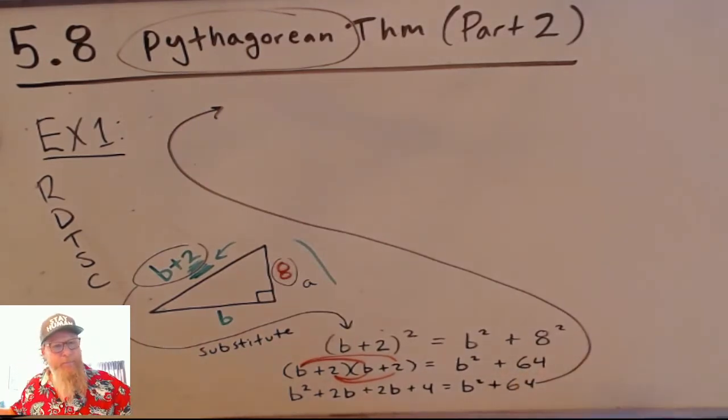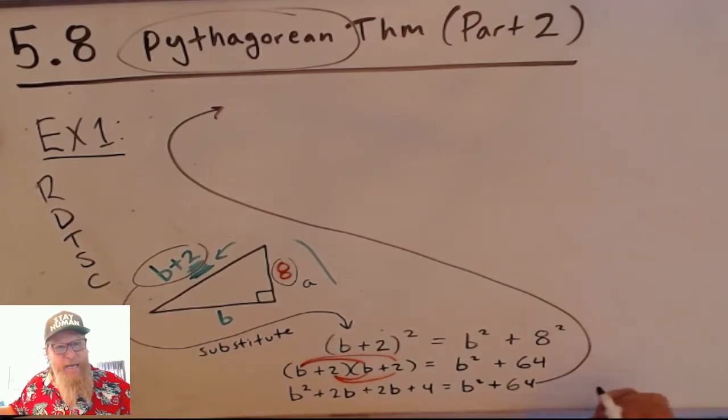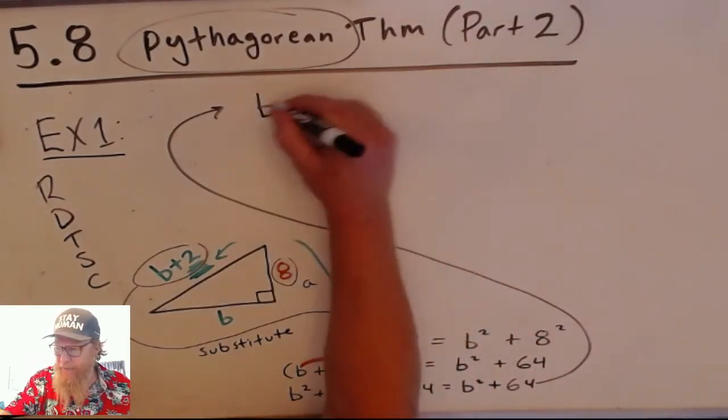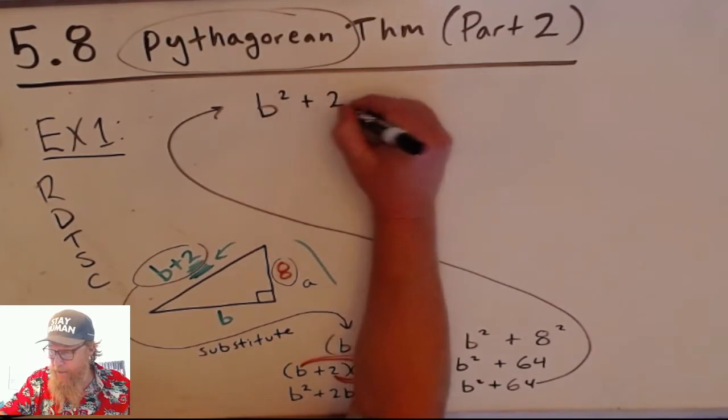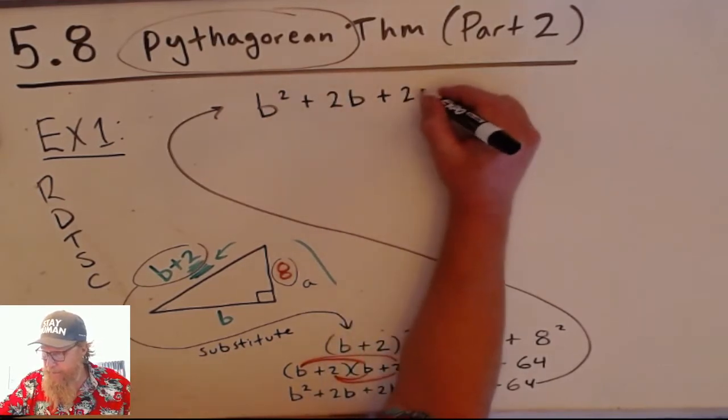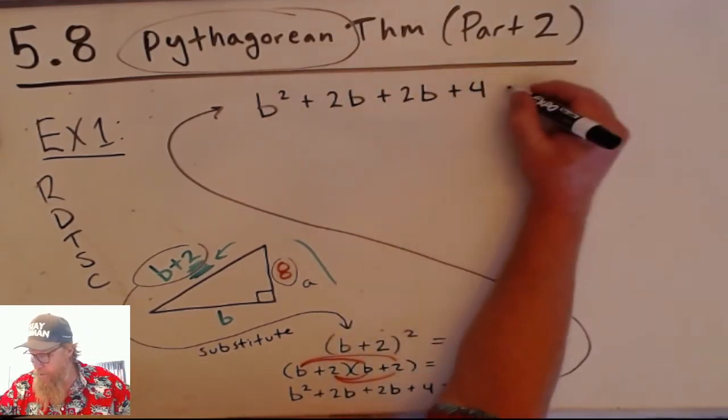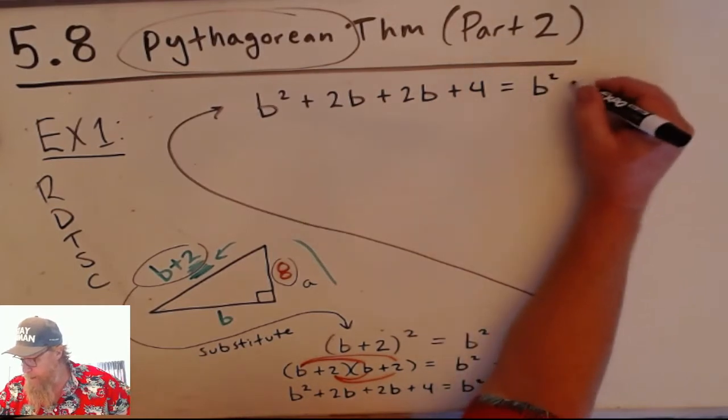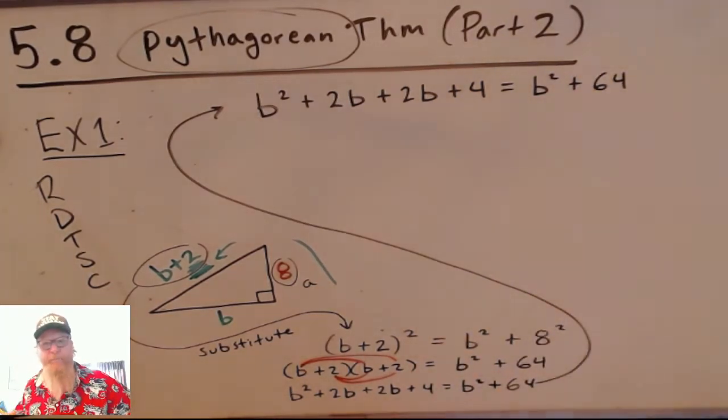But since I'm refreshed today, I think I'll be okay. So I'm going to just copy the entire equation. b squared plus 2b plus another 2b plus 4 is equal to b squared plus 64.